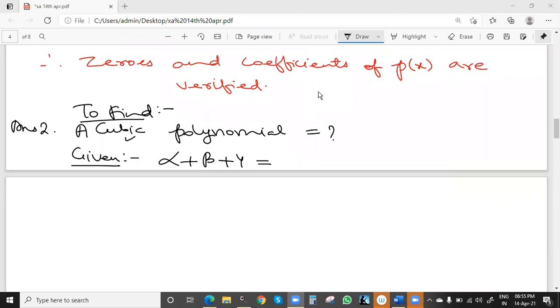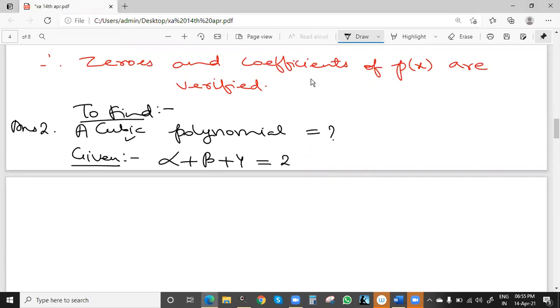Okay, so see, zeros we can take as alpha, beta, gamma. That is basically x values only. So alpha plus beta plus gamma equal to, they have given the sum of zeros as 2. So this will be 2.